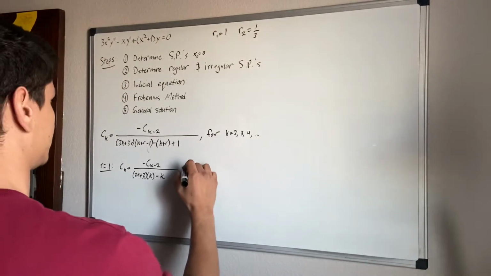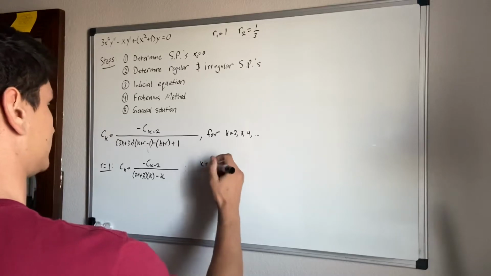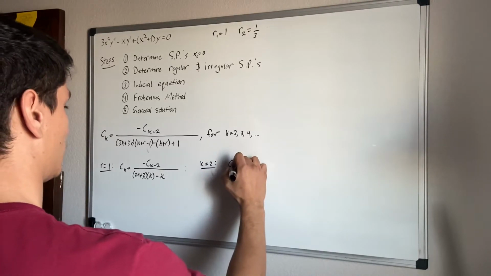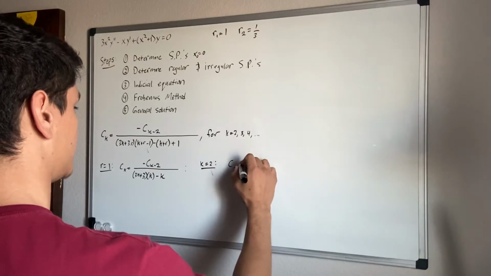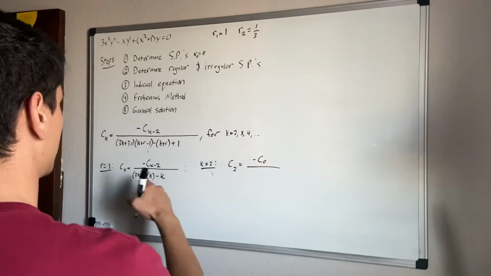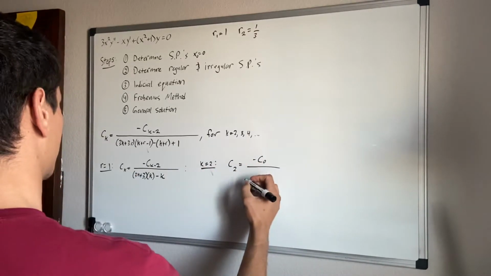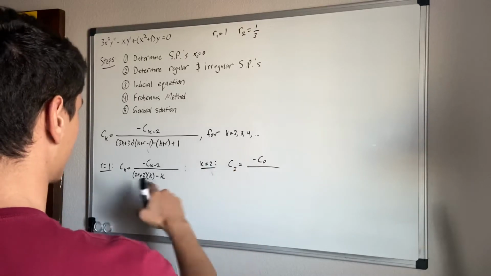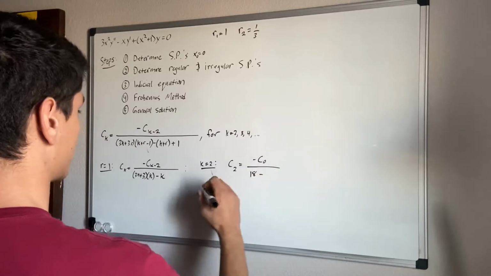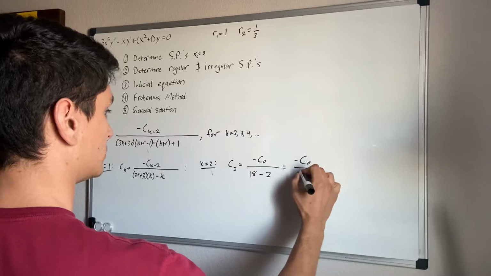So let's say we have k equals 2. Now we're going to begin our first term here. When k equals 2, c sub 2 equals negative c sub 0 divided by 3 times 2 is 6 plus 3 is 9 times 2 is 18 minus 2. So we have minus c sub 0 over 16.